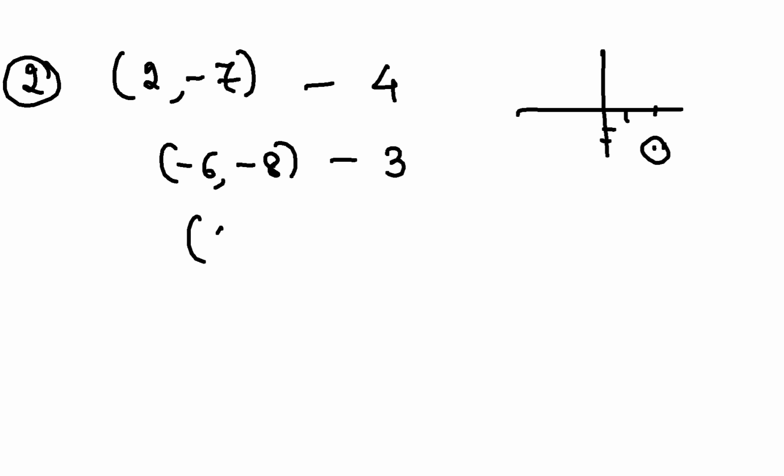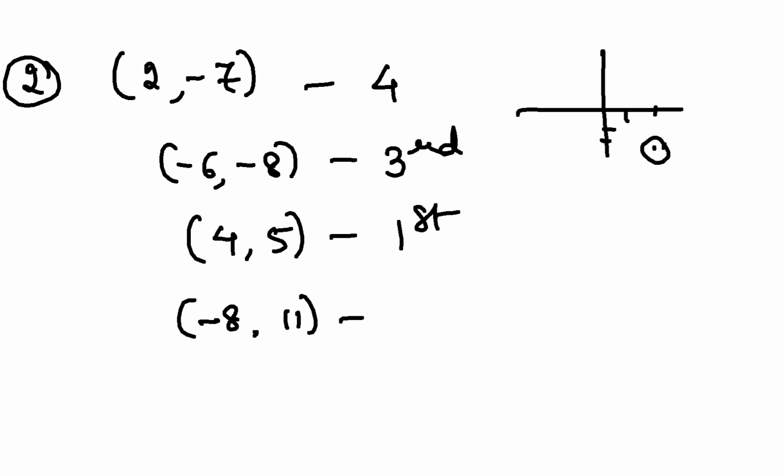Now let's go to question number 2. The question says, very easy, in which quadrant will the following points lie? 2, -7 will lie on which quadrant? If you try to plot 2, -7, it will be on the 4th quadrant. Next is -6, -8, both negative, on the 3rd quadrant. Next is 4, 5, obviously both positive, 1st quadrant. And finally -8, 11, negative, positive, will be on the 2nd quadrant. Okay, so these are the questions that you can solve, question number 1 and 2.